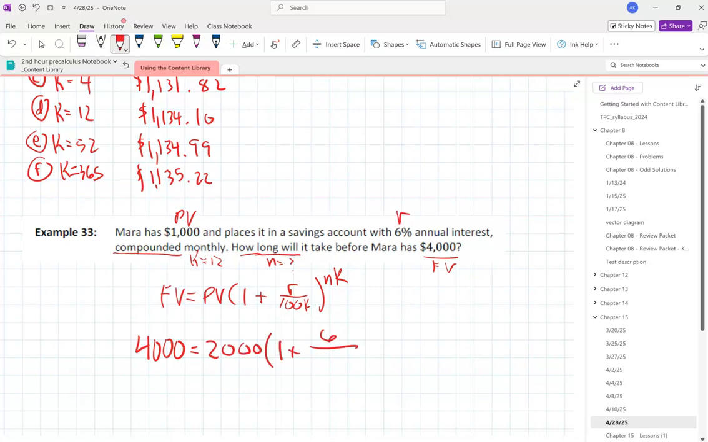So what kind of an equation are we going to be solving here? Where's the variable located? It is in the exponent. To solve this algebraically, what would we have to use to solve an exponential equation? I'll give you a hint. It starts with an L.